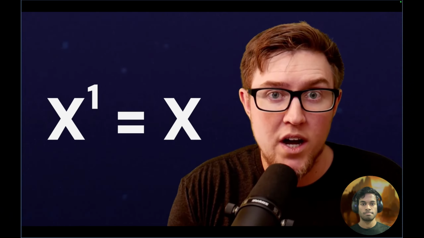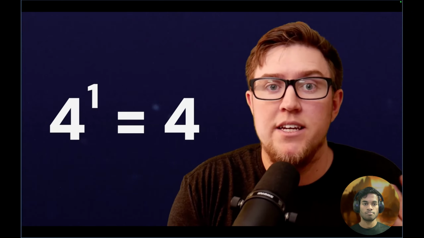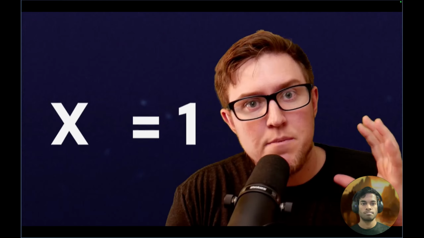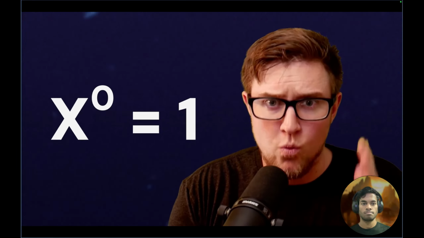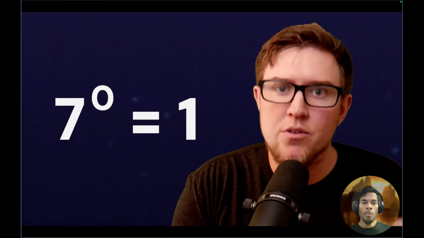Okay, now that you get that, let's go over just a couple of special cases. Anything raised to the power of 1 is just itself. So 4 raised to the 1 is 4, and 5 raised to the 1 is 5. This one's pretty obvious. This one's a little weird though. Anything raised to the power of 0 is actually just 1. So 5 raised to the 0, 1. 7 raised to the 0, 1.